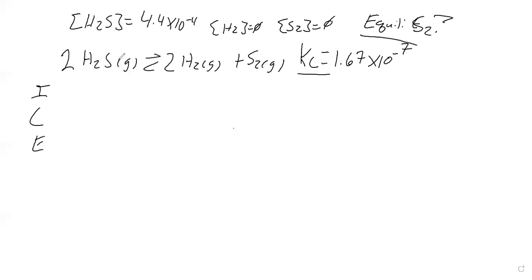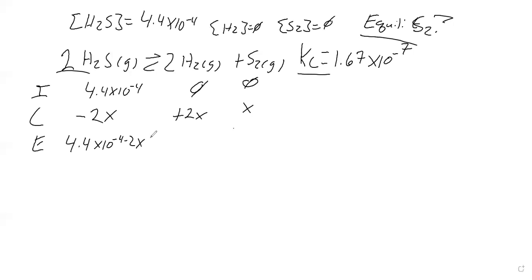All right. So we have initially H2S, 4.4 times 10 to the minus 4, 0 hydrogen, 0 sulfur. We are losing our reactant because we don't have any product, so we're going to make it. And it's minus 2x because of the 2 in front of our compound. Therefore, plus 2x here and x. And at equilibrium, 4.4 times 10 to the minus 4 minus 2x. Again, for E, you just add I plus C. So 2x, 2x.